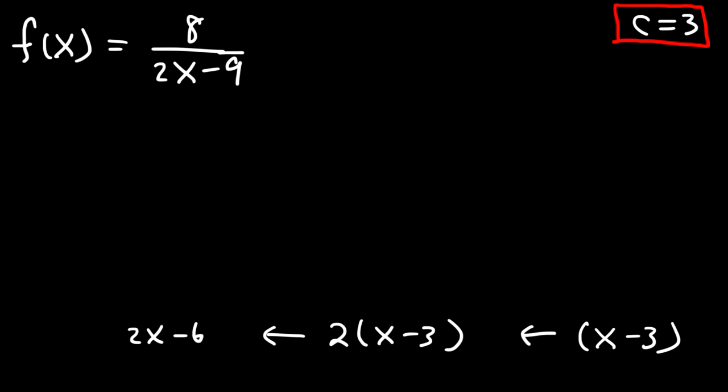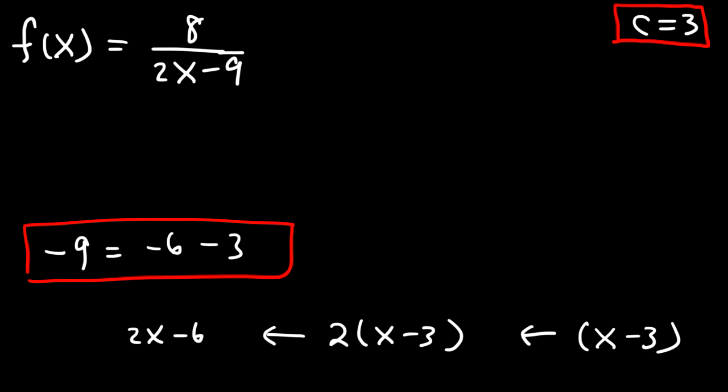There's two ways we can do this. We can add negative 6 and add plus 6 to the bottom of the fraction. Or we could just break down negative 9 as negative 6 and negative 3. So let's just do it this way for now. So this is going to be equal to 8 divided by 2x minus 6 minus 3.